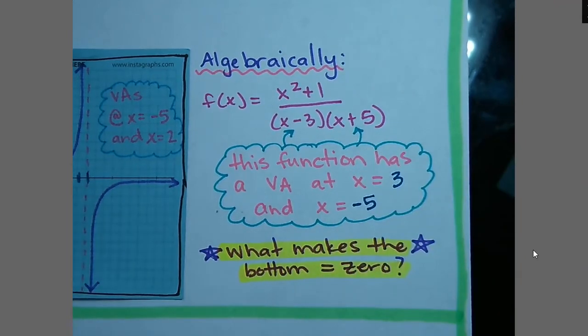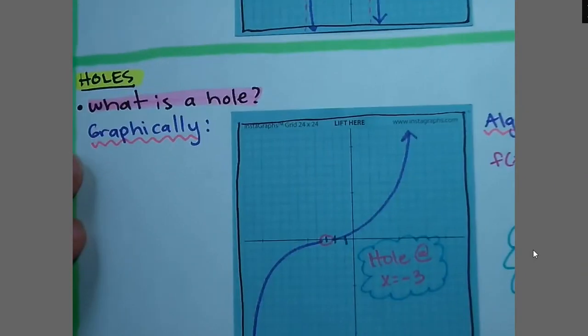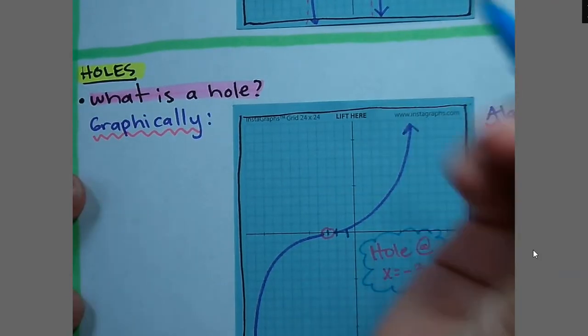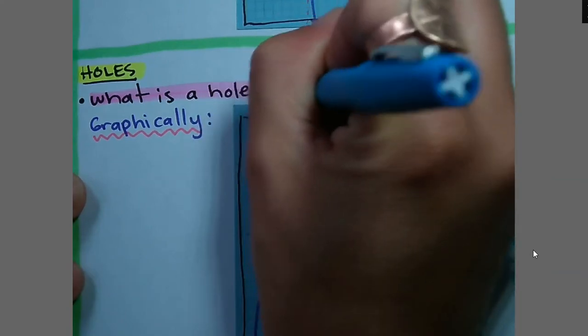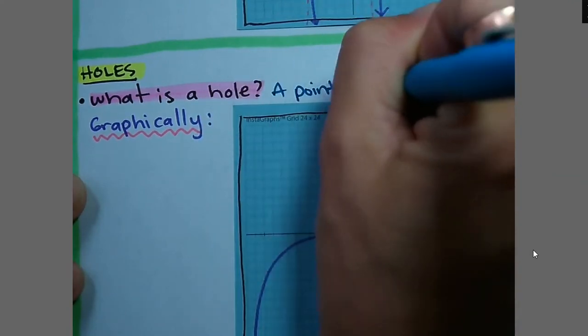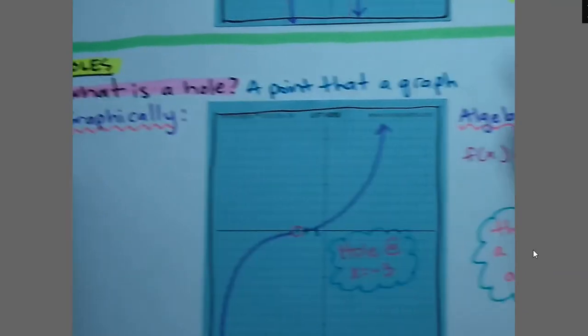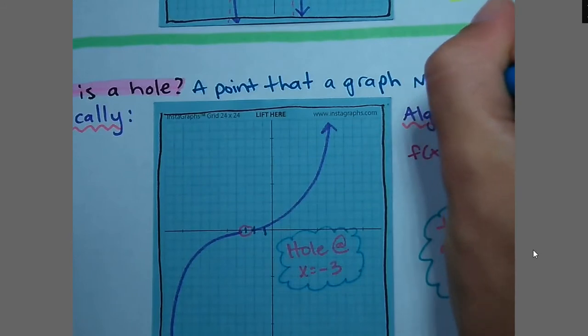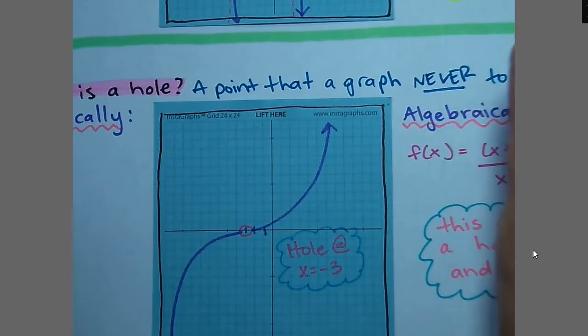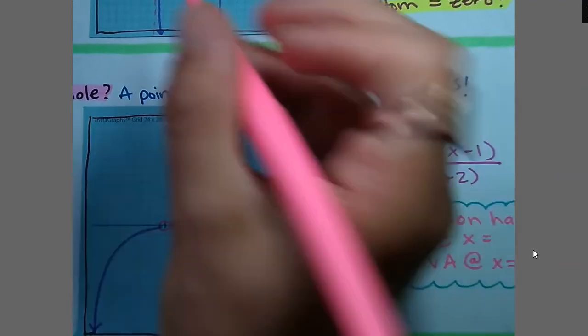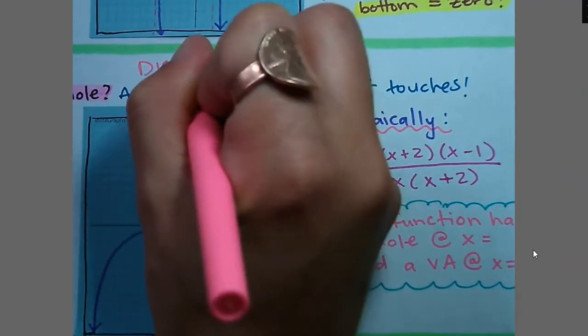All right, let's move on to another discontinuity. Okay, we're going to look at holes. So what is a hole? Instead of a line that a graph never touches, this is going to be a point that a graph never touches. Okay, and holes and vertical asymptotes are both called discontinuities. So I'm just going to write that word here. Discontinuity.